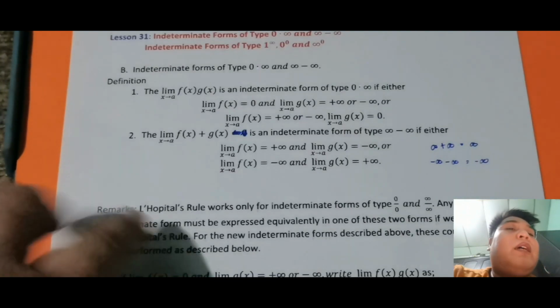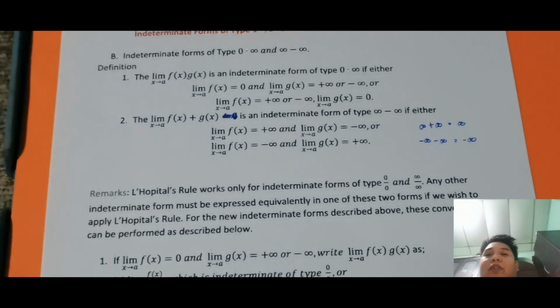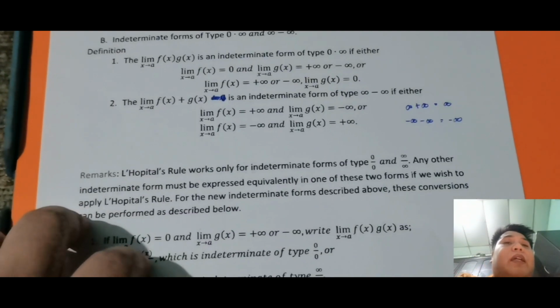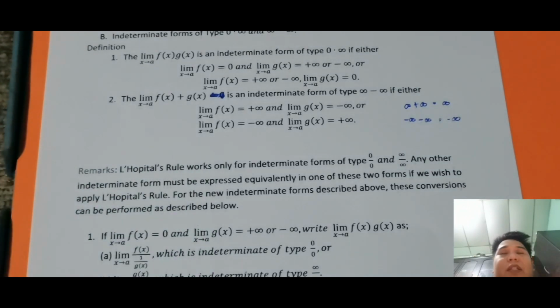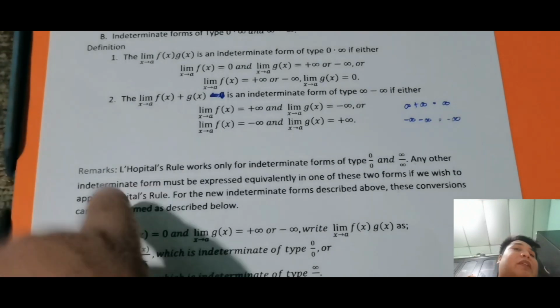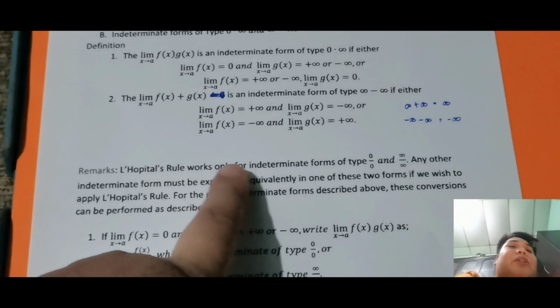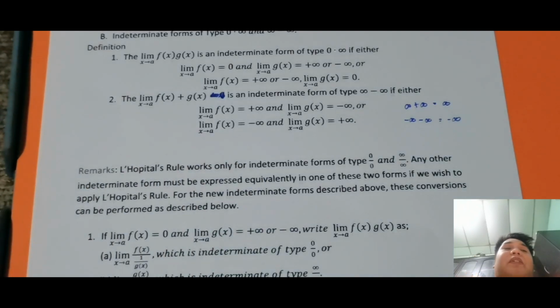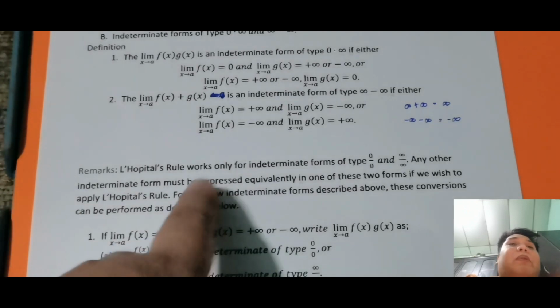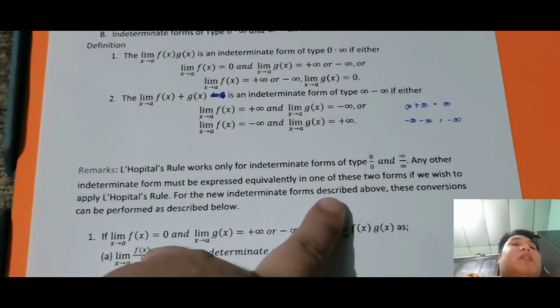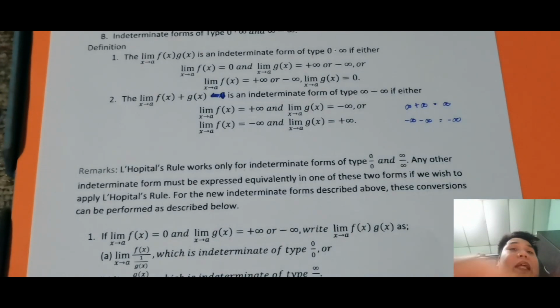Okay, so now, let's have this remark. Napakagandang remark, kasi mapapaisip ka rin eh. Sir, si L'Hopital's rule by definition, 0 over 0, saka infinity over infinity lang siya. So, remarks. L'Hopital's rule works only for indeterminate forms of type 0 over 0 or infinity over infinity. Which is true. By definition or by theorem, dun lang naman talaga siya gumagana. Ngayon, any other indeterminate form must be expressed equivalently in one of these forms if we wish to apply L'Hopital's rule.